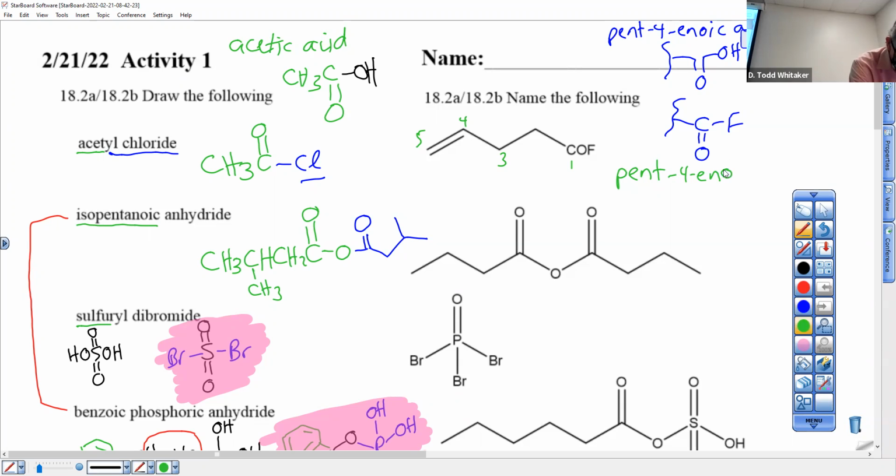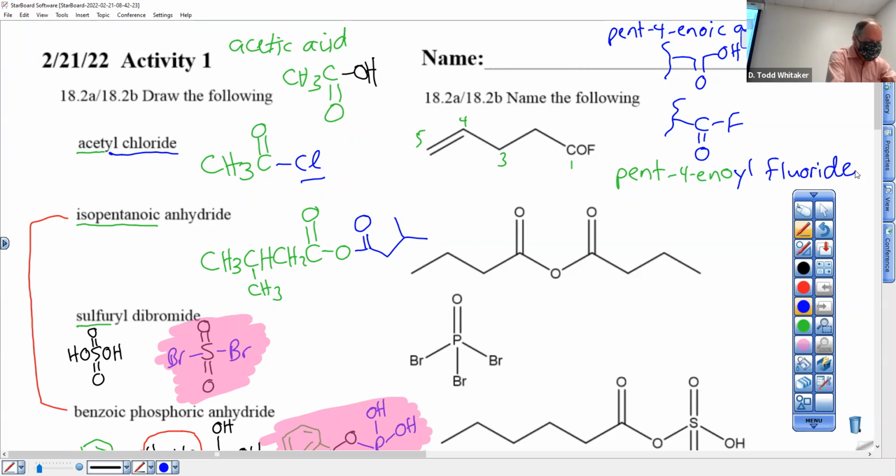I'm following the rules strictly. The rules are outlined here. There's no words. This is the rule. Follow the exact pattern, you will get the correct answer. Lose ic acid, replace with o and yl and halide. The yl is there and the halide is fluoride. I followed the same pattern exactly.